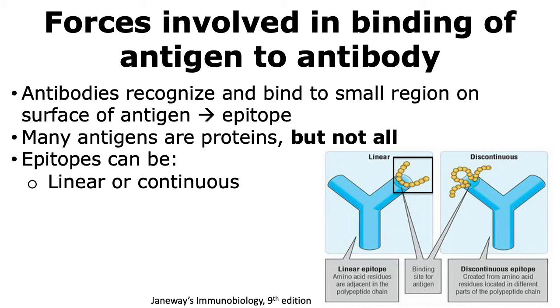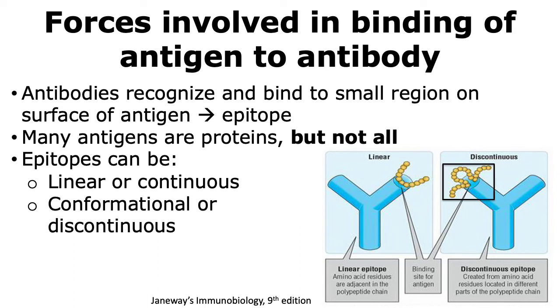The first one is where the epitope is linear or continuous, and in this case, the immunoglobulin or antibody is recognizing the basic sequence of a linear epitope. An example of this would be a protein that is an antigen, and we're looking at the linear amino acid sequence, where the amino acids are right one after another in the epitope.